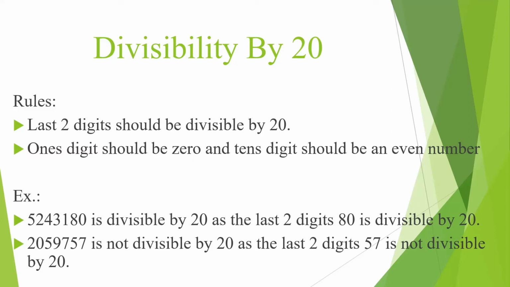So 52,43,180 is also divisible by 20. Now let's consider another example. 20,59,757. The ones digit is not 0, the tens digit is also not an even number, and 57 is also not divisible by 20. So 20,59,757 is not divisible by 20.